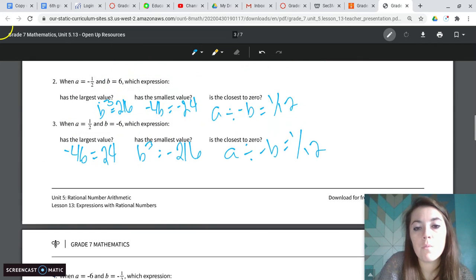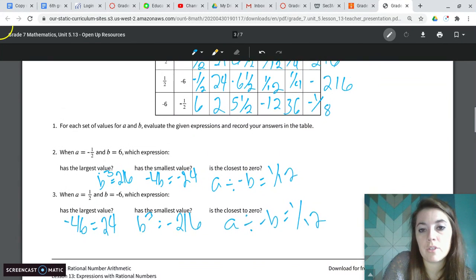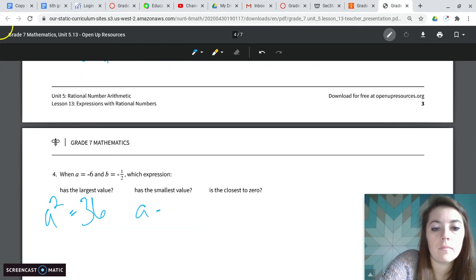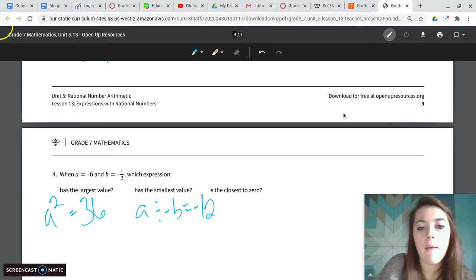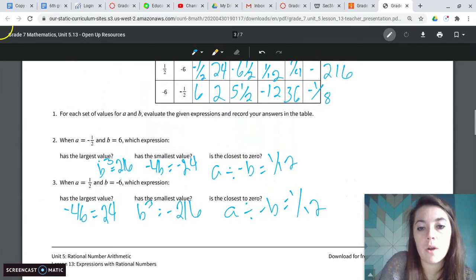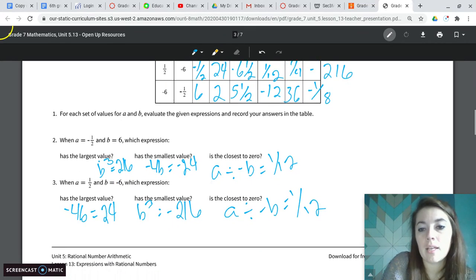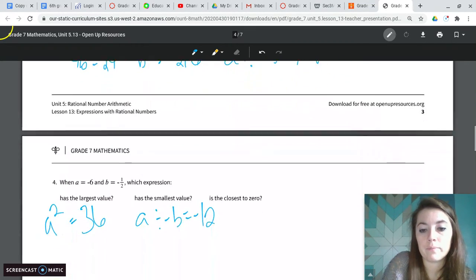Now we want our smallest value. So the smallest one here would be our negative 12, which was the a divided by negative b. And then the closest to 0 would be our negative 1/8, which was b to the third.